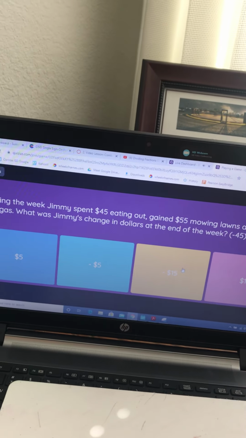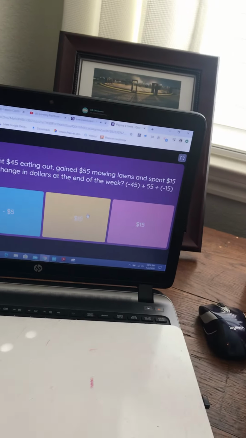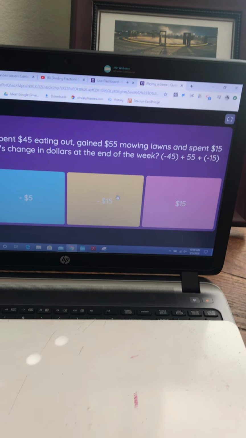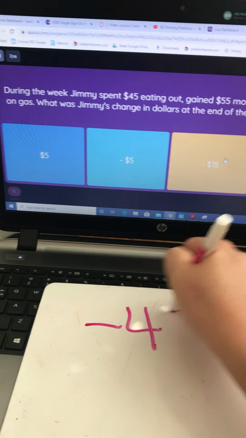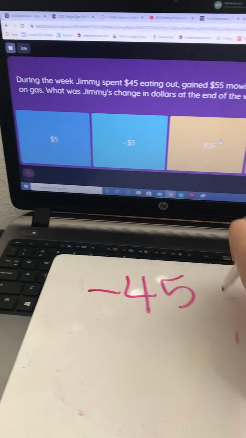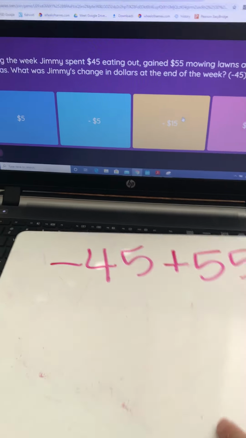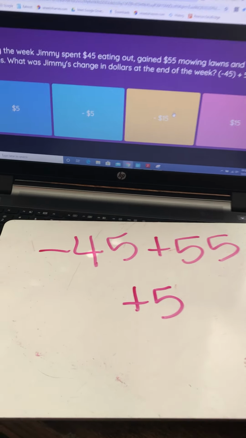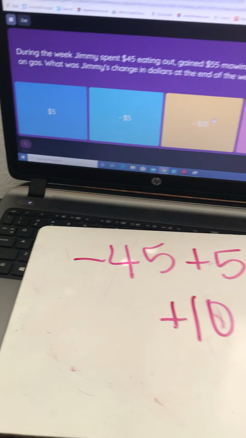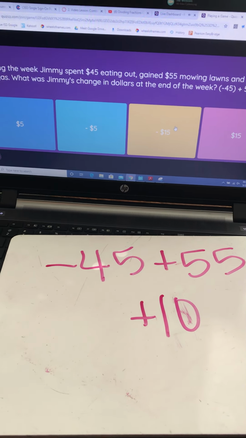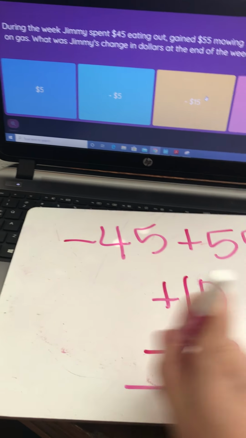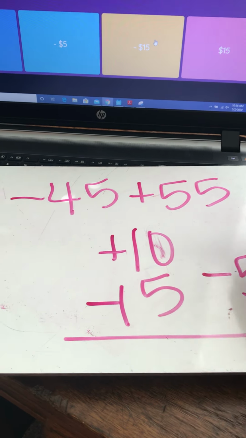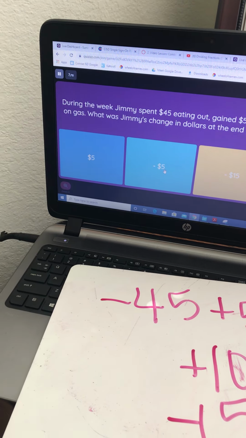Number 7, during the week, Jimmy spends $45 eating out, gained $55 mowing lawns, and spent $15 on gas. What was Jimmy's change in dollars at the end of the week? So he started by spending $45, which is a negative $45. Then luckily he gained $55 mowing the lawn. So the difference here is a positive $5. Excuse me, positive $10. And then he spends another $15 on gas. So if I combine these two, I have more negatives. So my answer is going to be negative, and the difference here is 5. So he's going to be at a negative $5.